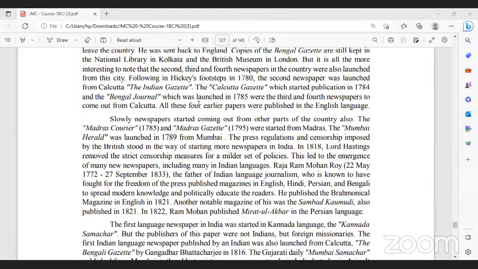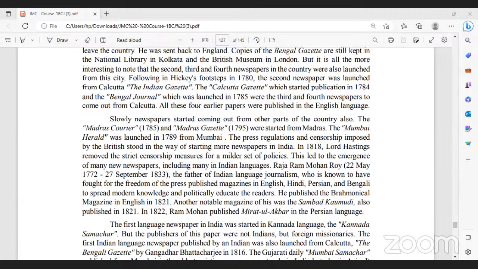And that is how we see that the Madras Courier, Madras Gazette, and all the other newspapers were introduced and launched. And also we see that there was the Bombay Herald from Mumbai. So the press regulation and censorship imposed by the British stood in the way of starting.